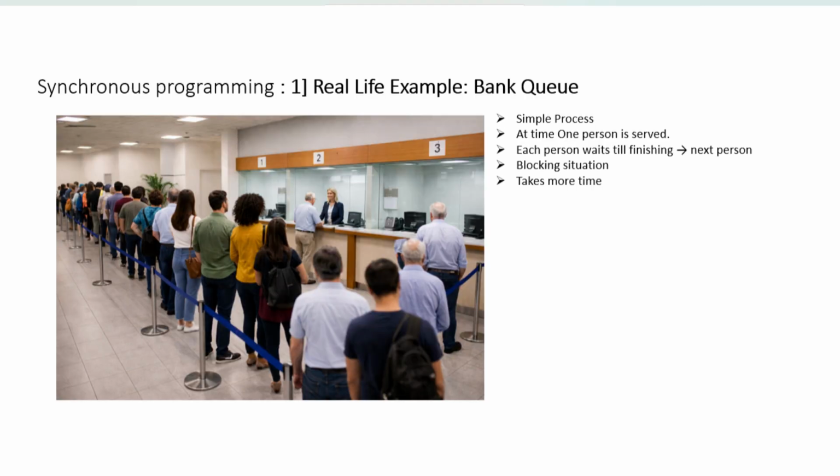Real life example number one, bank queue. Consider you are in a bank and waiting in a queue line. It is a simple process. At a time, one person is served, so each person waits until the previous one finishes. Here, all the last persons feel a blocking situation. And finally, it will take more time to finish all these persons' work.